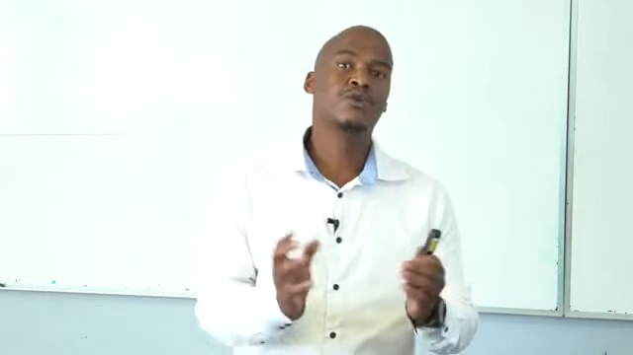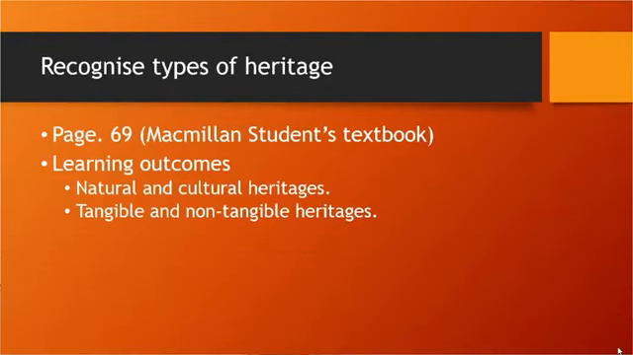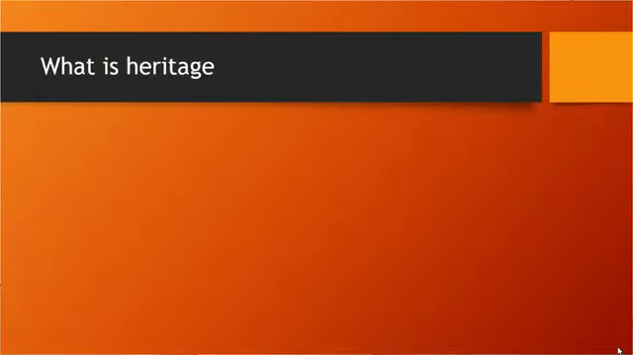The first module that we're going to look at is module 7, which talks about recognizing the different types of heritage. In this module, we are on page 69 of your Macmillan student textbook. We're going to be looking at 2 major learning outcomes, which are the comparison between natural and cultural heritage, and secondly, the comparison between tangible and intangible heritage. So the first thing that we need to look at is what heritage is.